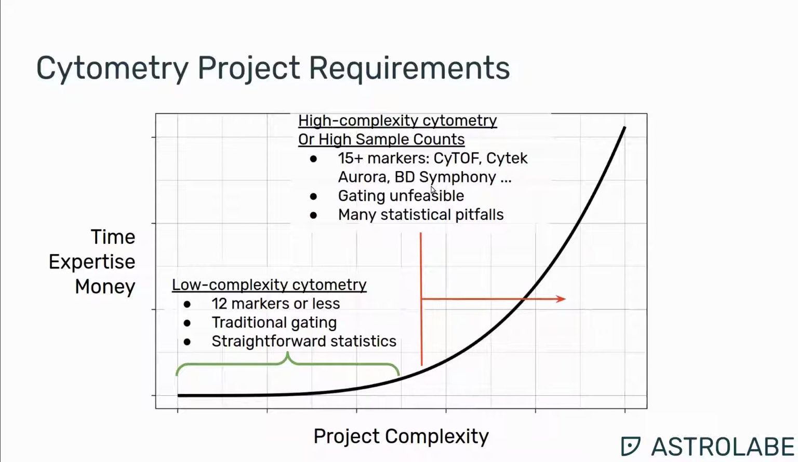And for these kinds of studies, traditional gating is simply unfeasible. It is very time consuming, and the operator variability is starting to have effects on the kind of results and analyses that you're going to see. Furthermore, there are many more statistical pitfalls that come with these kinds of studies. And a good example is multiple testing correction for high complexity cytometry. If you have a high number of cell subsets in your experiment, it is quite important to involve statistical multiple testing correction for your analyses.